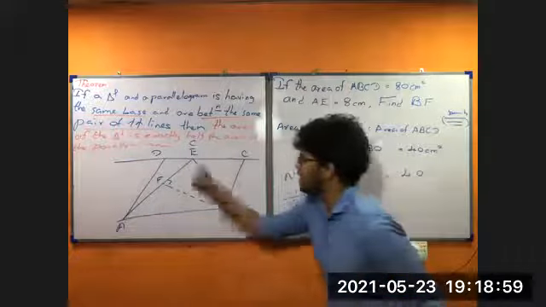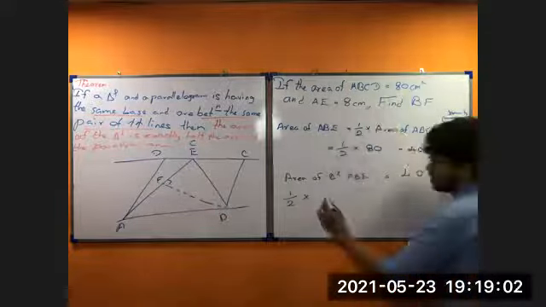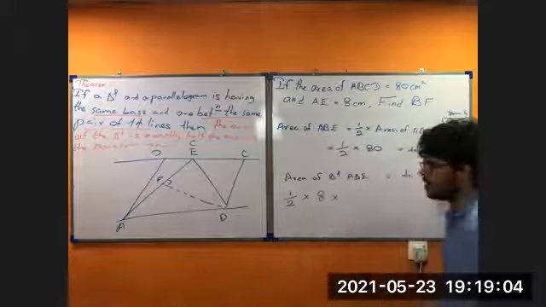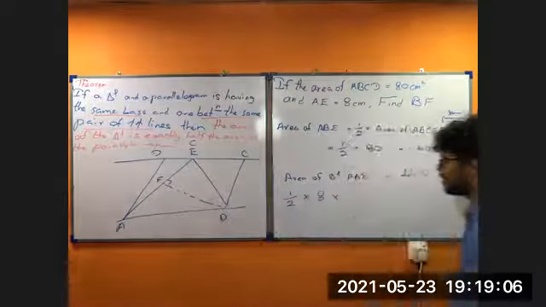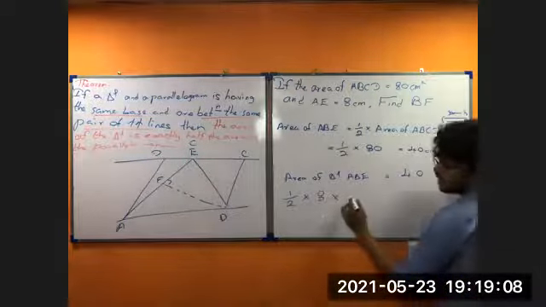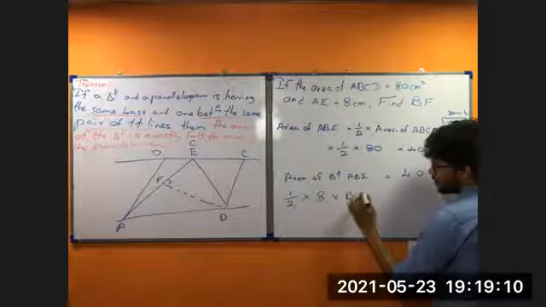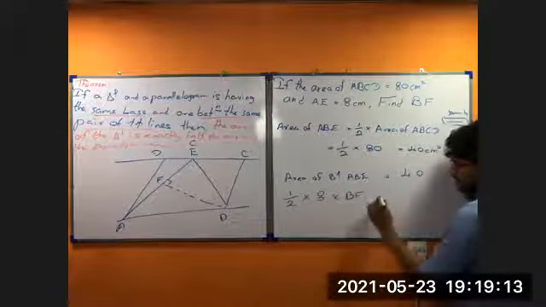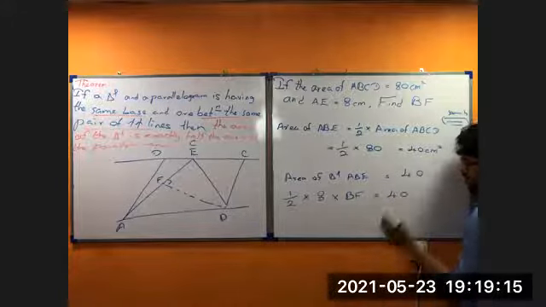Base is AE. AE is 8. 8 multiplied by perpendicular height. Perpendicular height is what? FB or BF. BF is equal to 40, right?